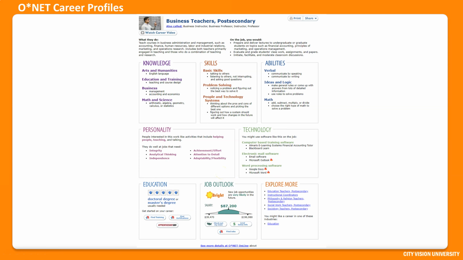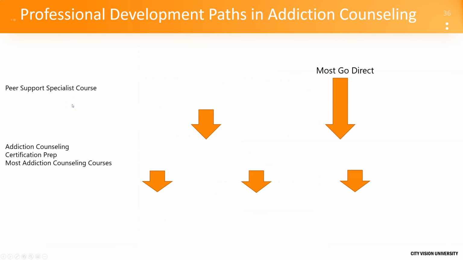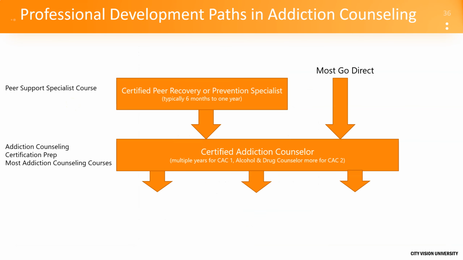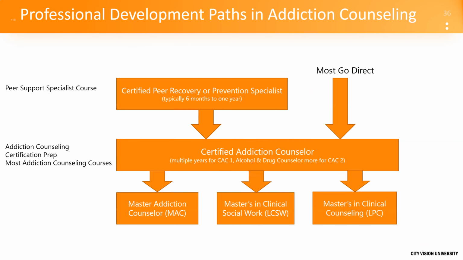Ultimately, what we want you to do is think about a long-term plan for yourself. So say you're in the counseling field. Say you start off as a certified peer recovery support specialist, which takes about 6 months to get. Then the next step would be to become a certified addiction counselor. That would be multiple years to get what's called the CAC-1, or even more than that for CAC-2.